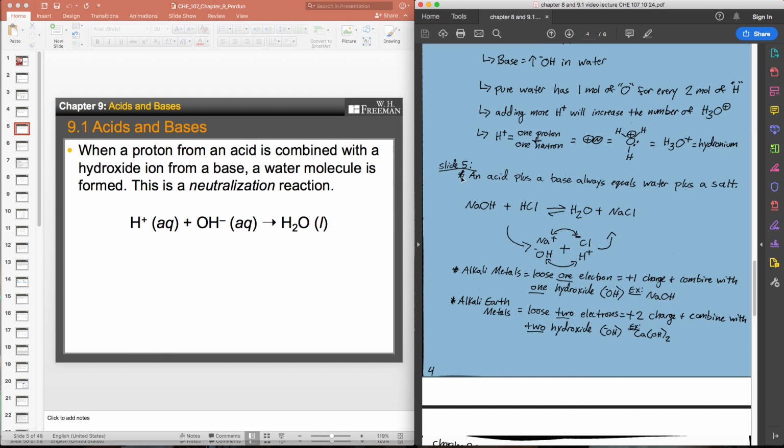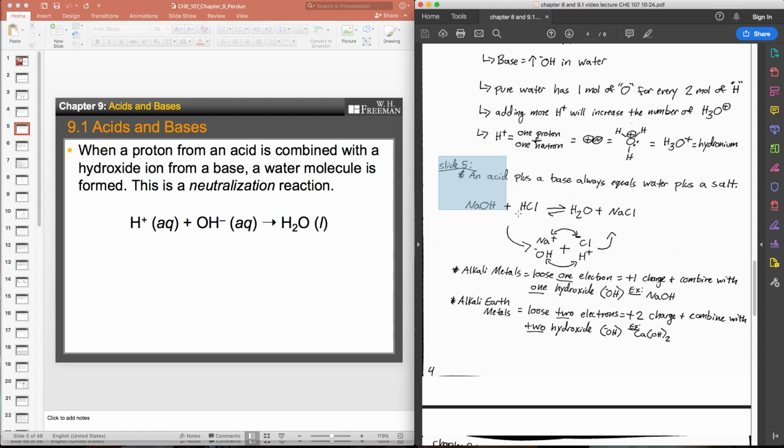So then, over here on the right, where I kind of have slide 5 written, you can see sodium hydroxide plus HCl, for example. This hydrochloric acid is an acid because it's going to add hydrogen ions to the solution. Sodium hydroxide, we've already talked about why it's a base. These will always create water and a salt, right? In this situation, it's table salt.